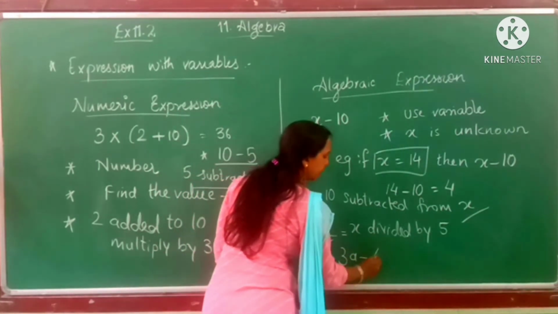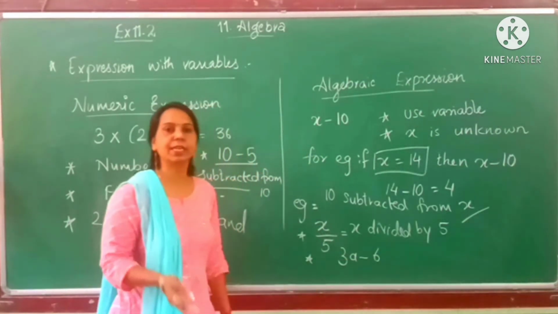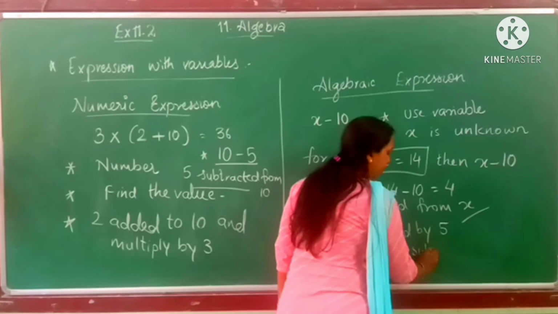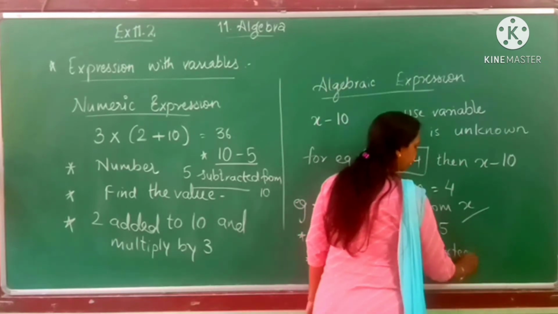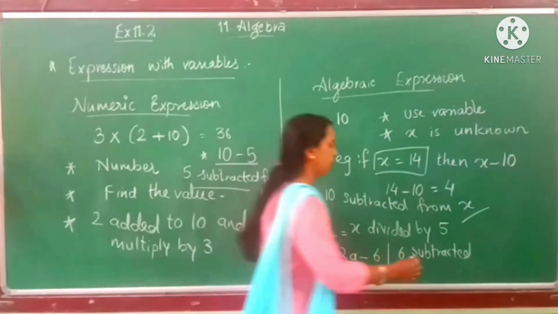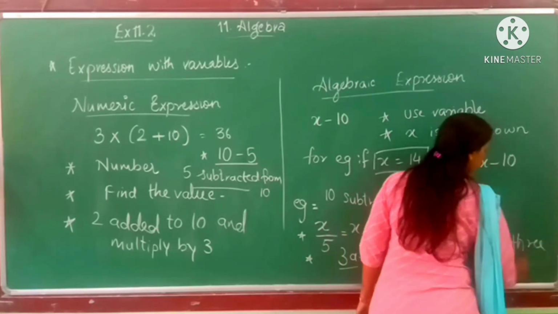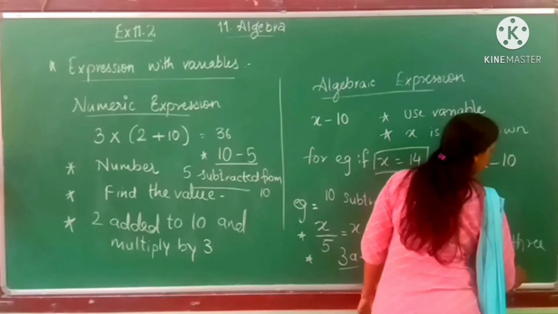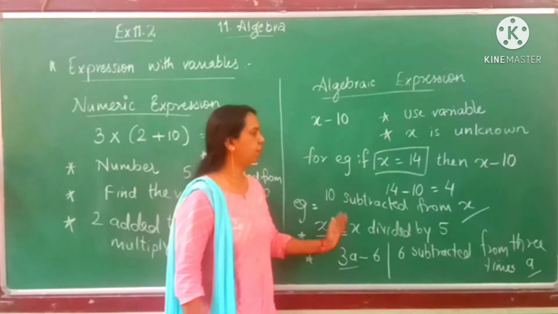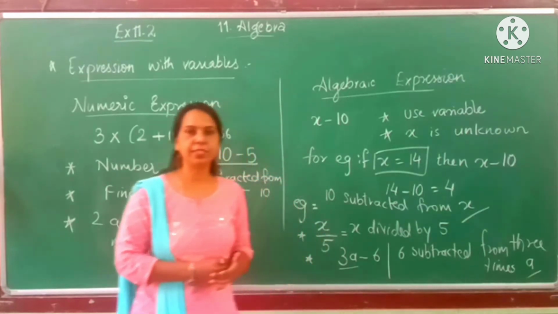You can also write one more example, 3a minus 6. Here you can write 6 subtracted from 3 times a. Here it is 3a, so you will write 3 times a. So this is the way you can write in word form where algebraic expressions are given. Now let us start with exercise 11.3.